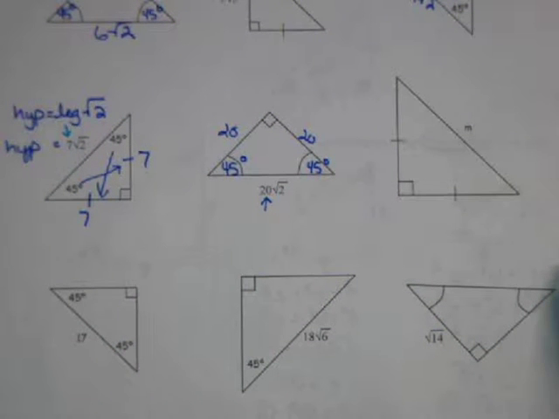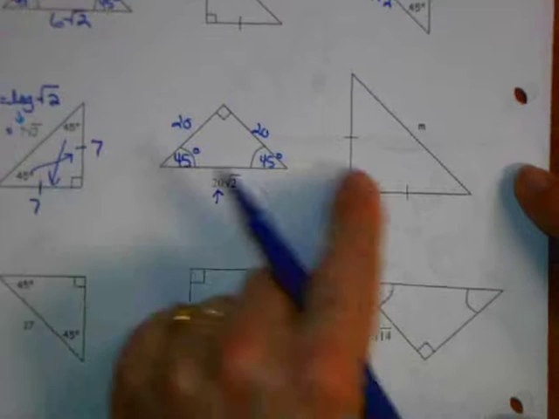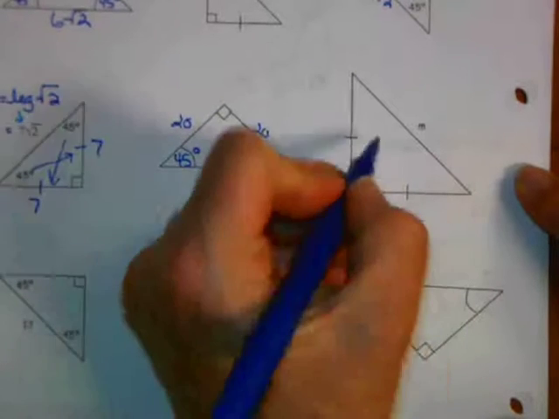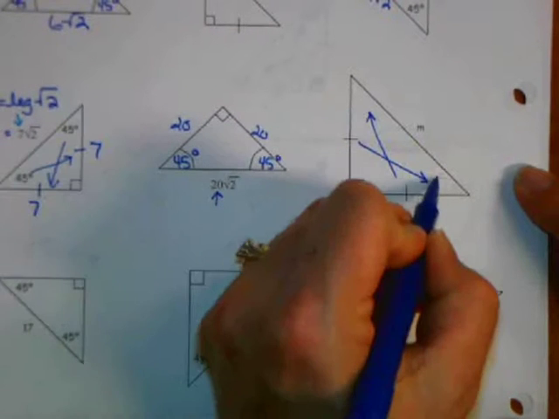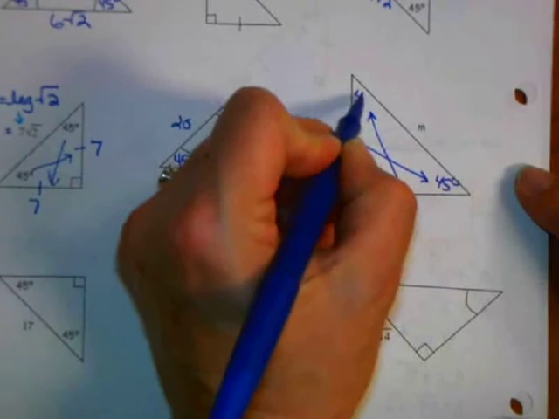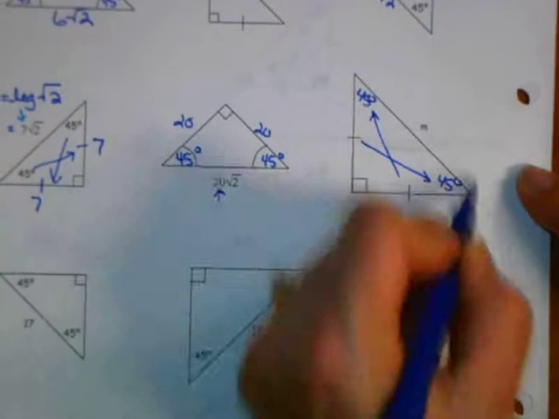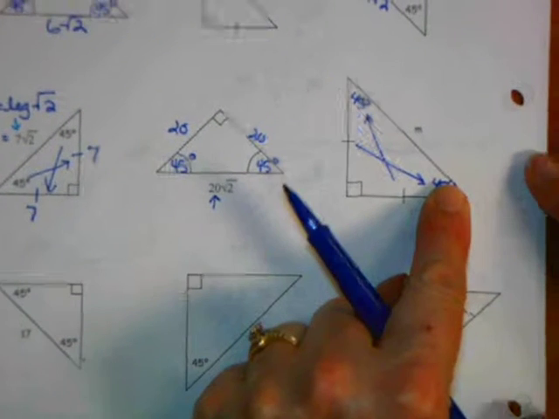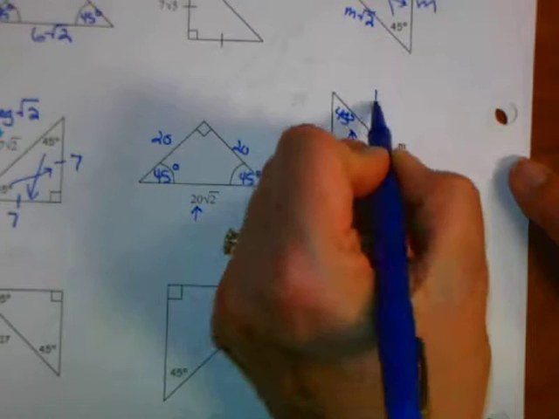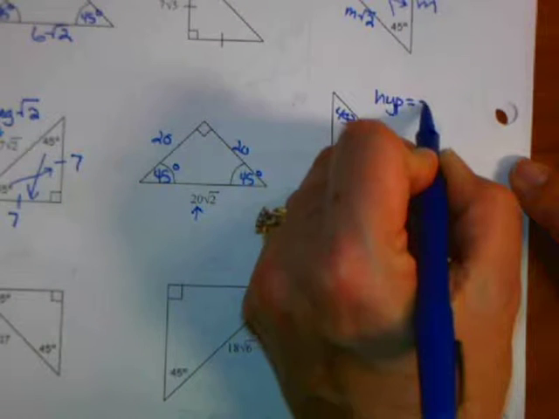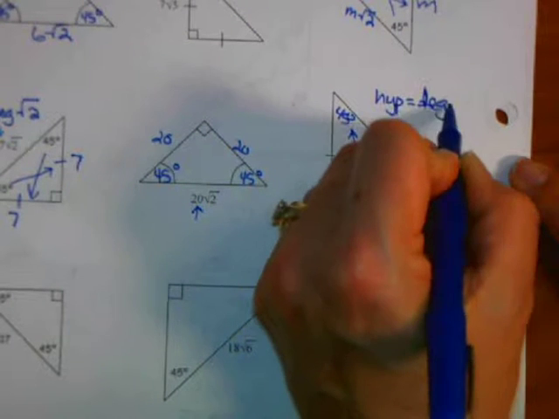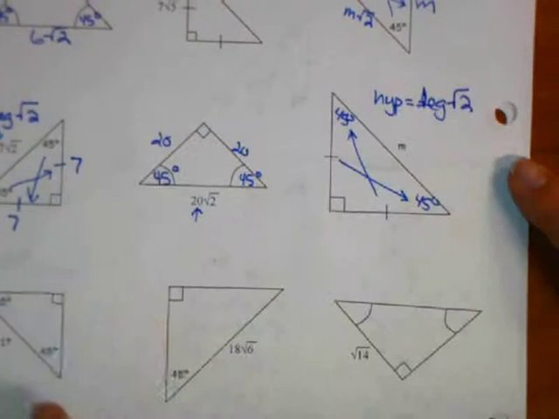All right. Let's do this one. Here, it tells me it's isosceles. Therefore, these angles have to be 45 and 45. They have to be equal. They have to add up to 180, and they have to be equal. The only thing I know here for sure is that the hypotenuse is equal to the leg times the square root of 2. Correct?